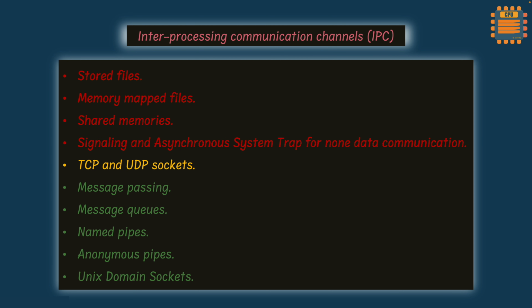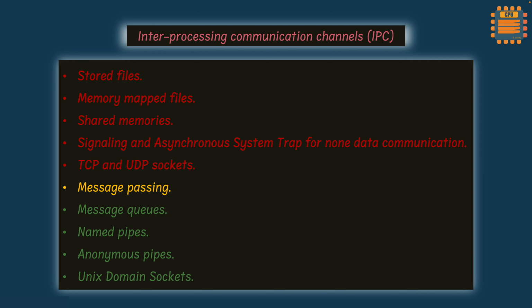Number 5, TCP and UDP sockets. These are network communication protocols. They define the rules and conventions for data exchange between devices or processes in a network. Within the same system, two processes can communicate directly through the local communication port. If they are running on separate computers, they can communicate through local area networks and wide area networks.